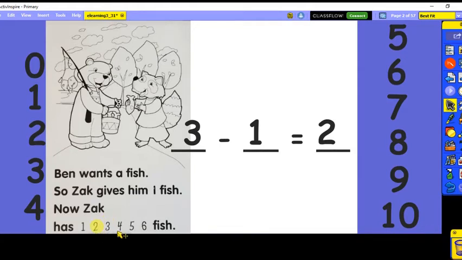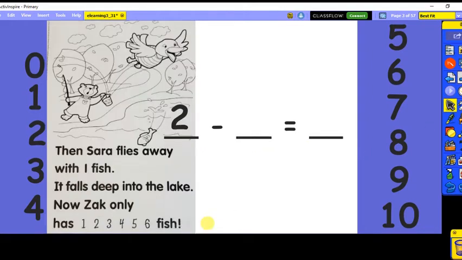Now remember, when we subtract, does our answer get bigger or smaller? Let's look. We started with 3, and now he has only 2 left, and 2 is smaller than 3, right? So when we subtract, our answer gets smaller. All right, so he's down to 2 fish now.